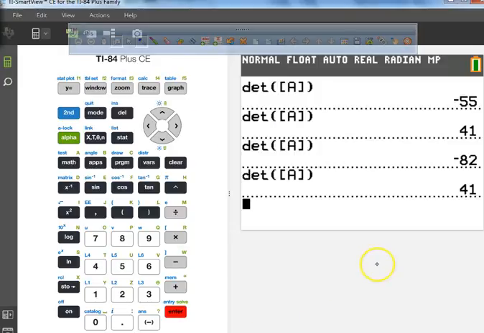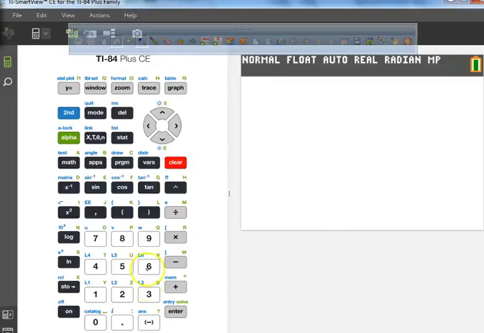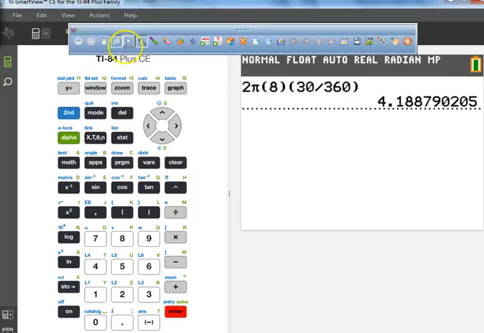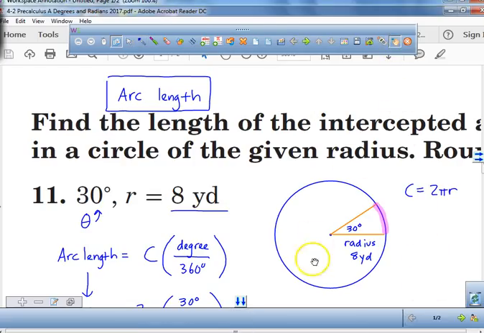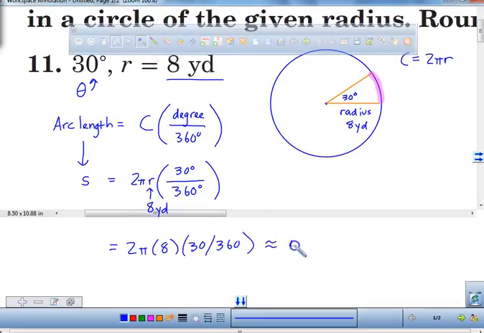All right, so here we go. We're continuing right now. Clear that out. 2 pi times 8 times 30 degrees out of a total of 360. And you get an approximate value of 4.18. Rounded to the nearest tenth is 4.2 yards. So your answer for this problem, problem number 11, is 4.2 yards.